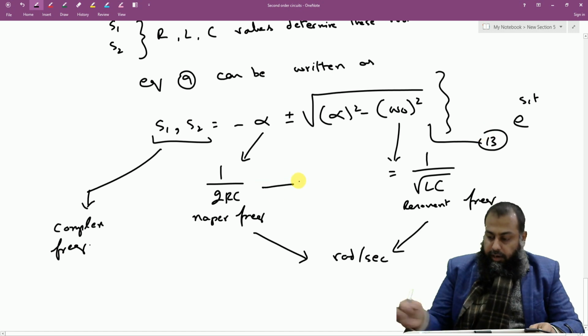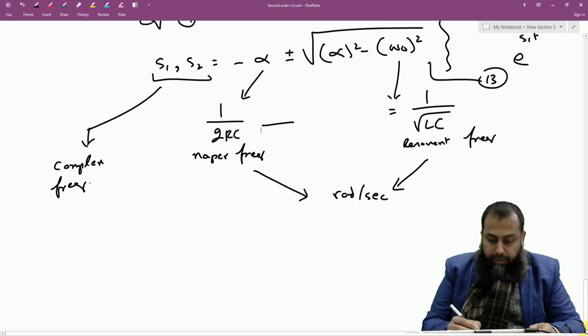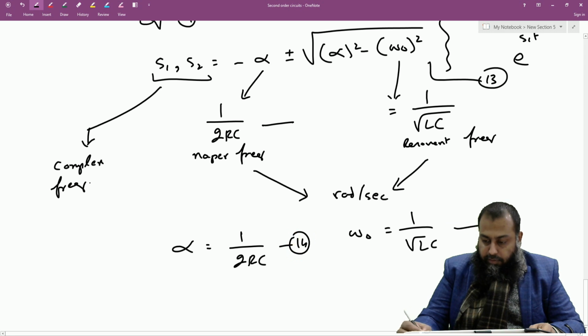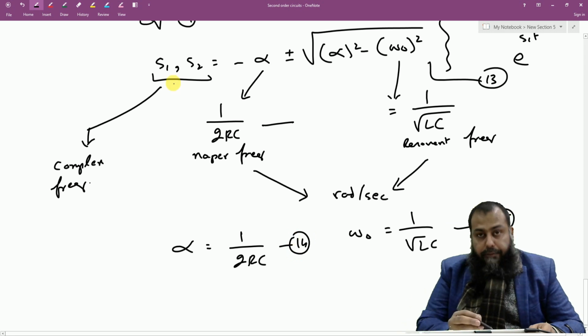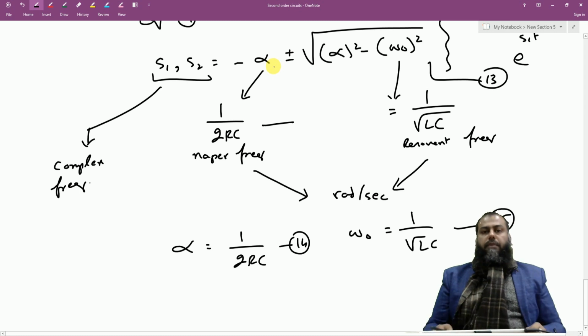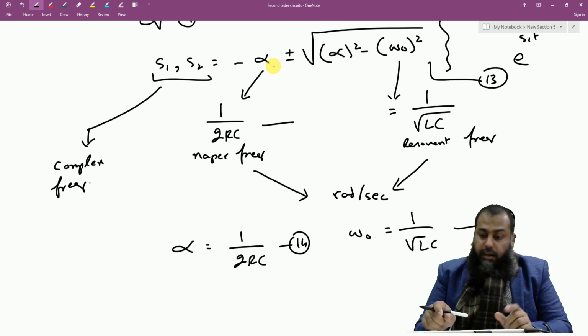Let me write these in a neat form: alpha is equal to 1 over 2RC, and omega naught is equal to 1 over under root LC. Let us say this is equation number 14 and this is equation number 15. Now if you notice here, S1 and S2 involve two frequencies, the neper frequency and the resonant frequency. So here comes the concept that there are three possibilities that exist in equation number 13.